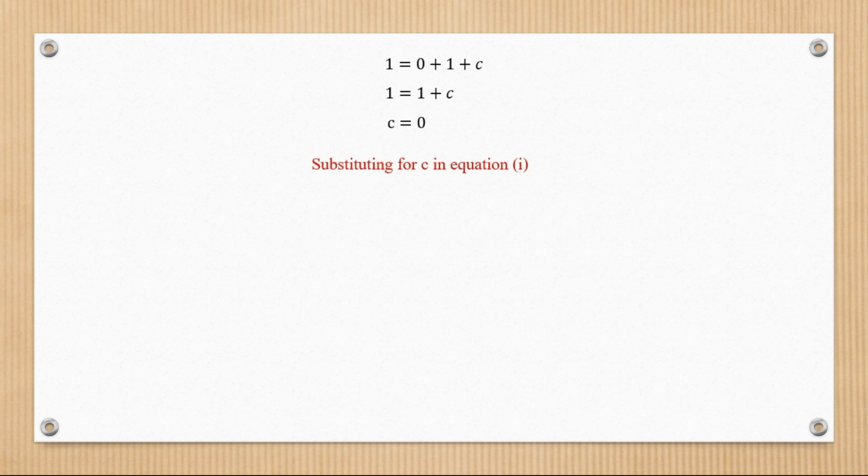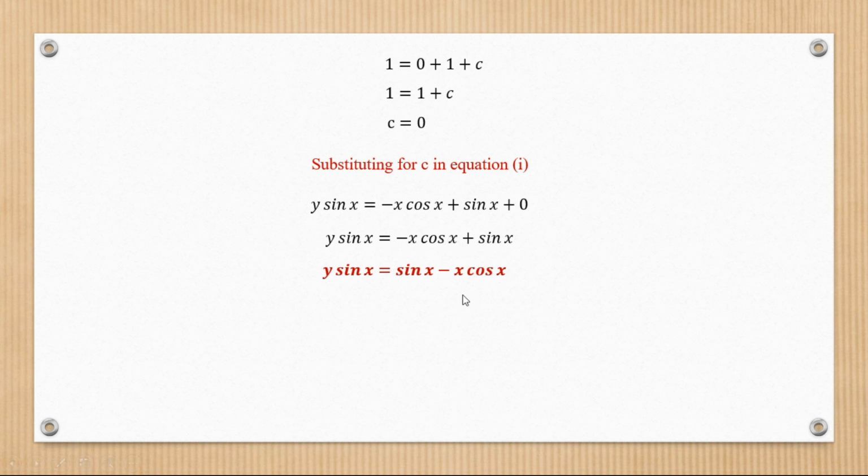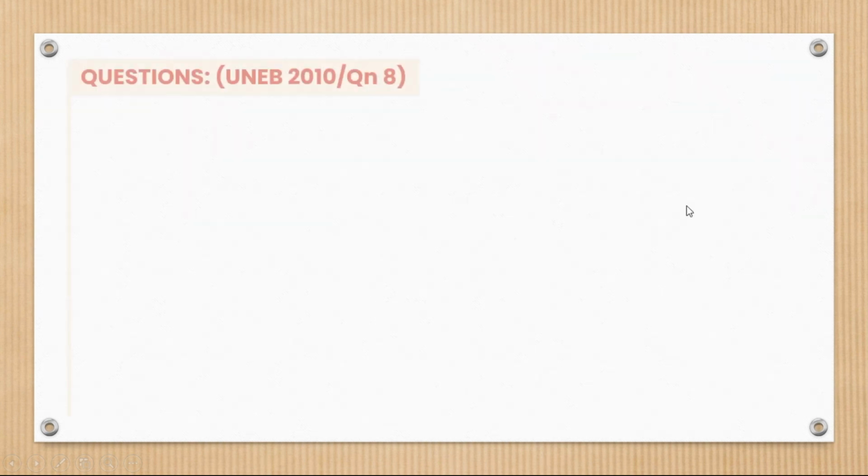So now that means that when we substitute for c in equation 1, we shall have y sine x is equal to negative x cos x plus sine x plus 0, of which it's just basically y sine x is equal to negative x cos x plus sine x. And then if I rearrange this, I'll have it as sine x minus x cos x. This is our answer. Alright, so we move to the next question.